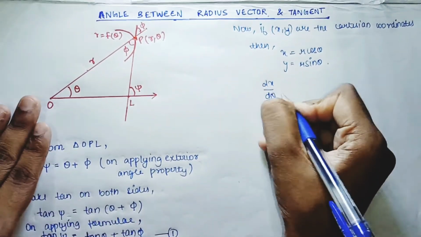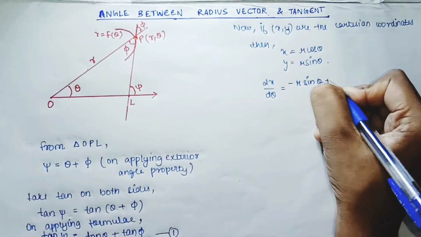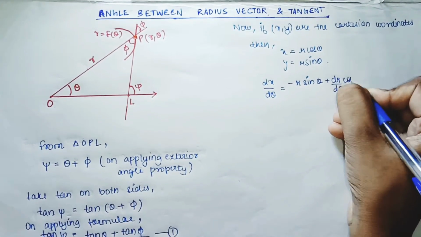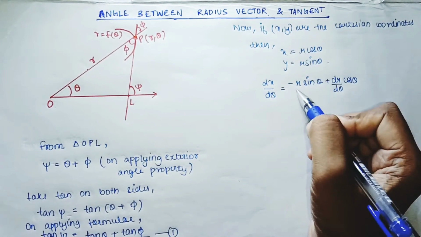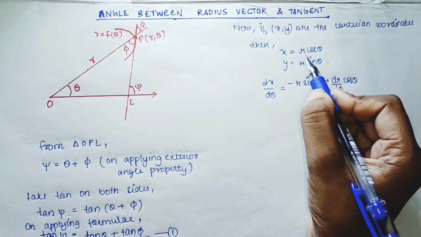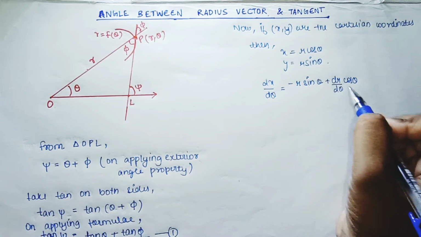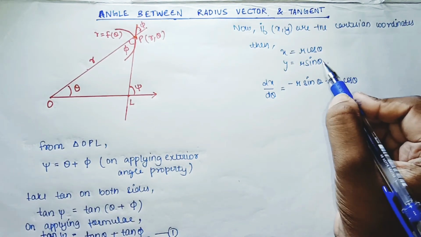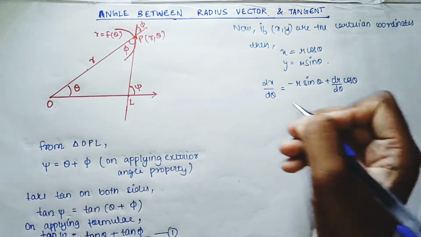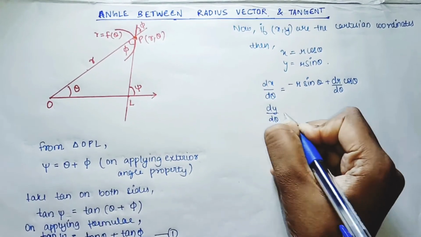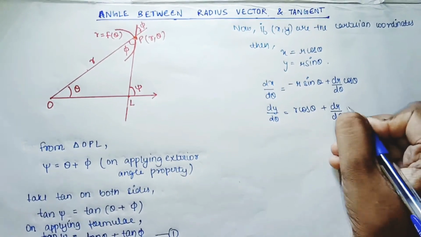So dx by d theta will be equal to minus r sin theta plus dr by d theta cos theta. I hope the differentiation is fine. Minus r, differentiation of r into differentiation of cos theta, that is minus sin theta, plus dr by d theta into cos theta. Similarly, dy by d theta is equal to r cos theta plus dr by d theta sin theta.